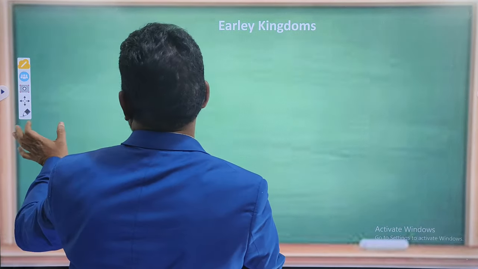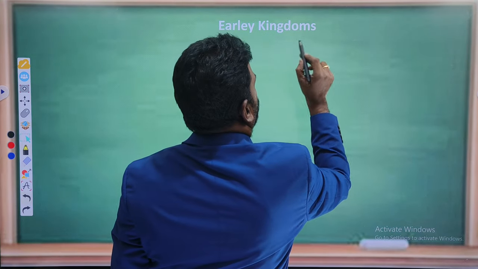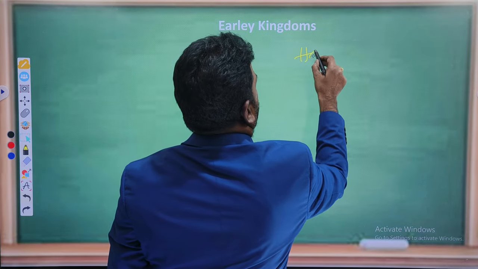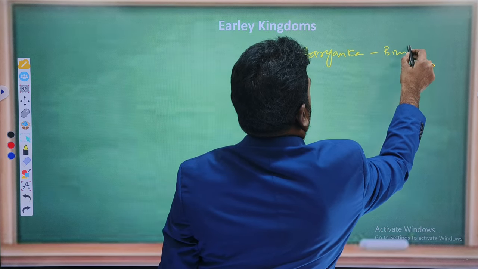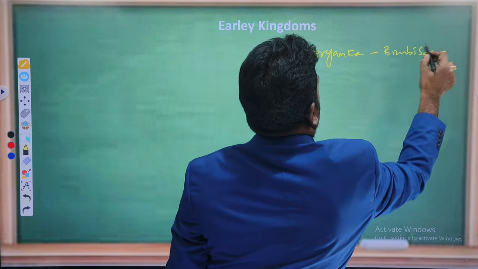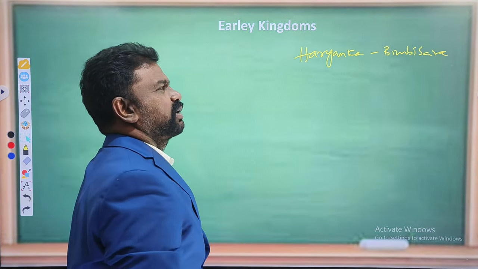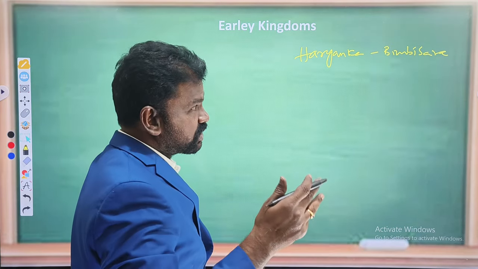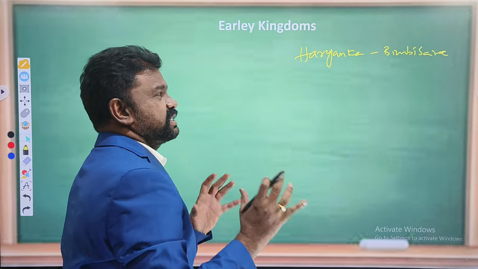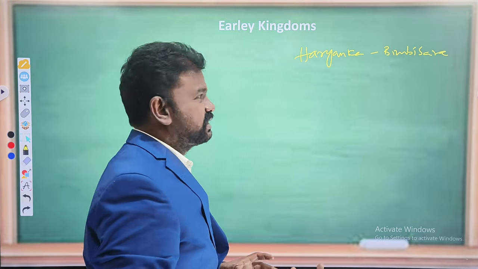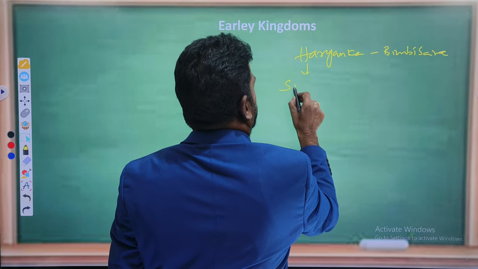After Buddhism and Jainism, the early kingdoms. The first early kingdom known to history was the Haryanka kingdom. The Haryanka kingdom was established by Bimbisara. Bimbisara's son Ajatashatru killed his father and came to the throne. Ajatashatru's son Udayan also killed his father. That's why the Haryanka dynasty is considered a patricidal dynasty. After the Haryanka, next comes the Sishunaga dynasty.